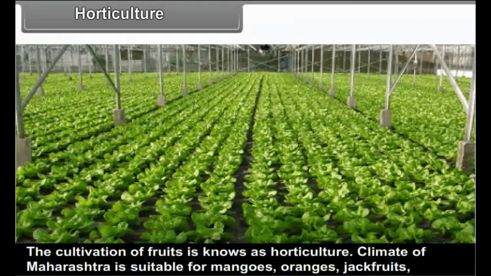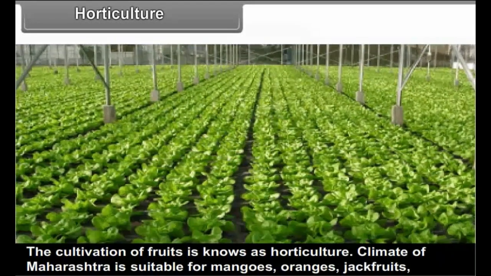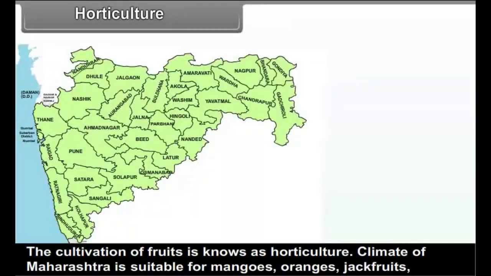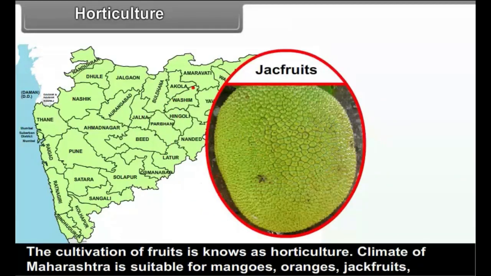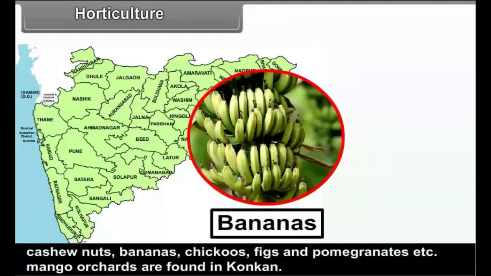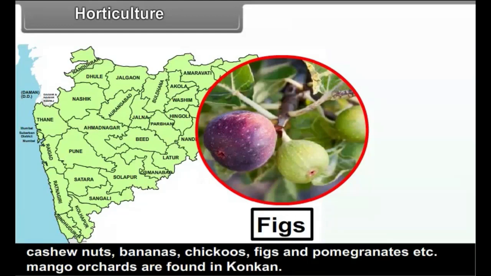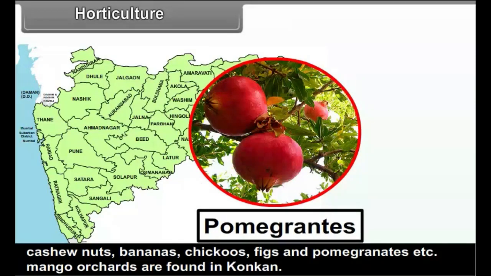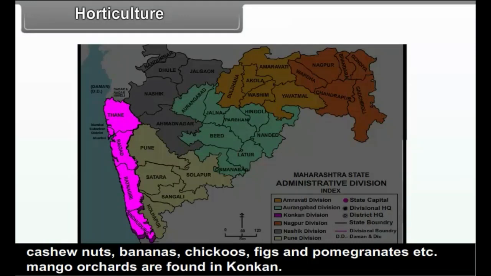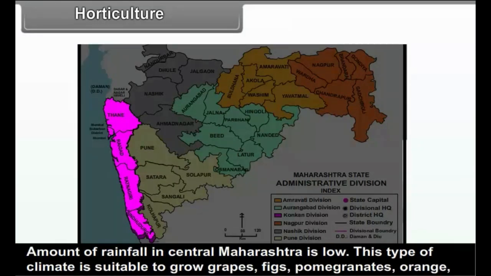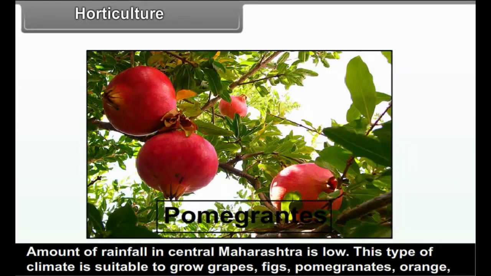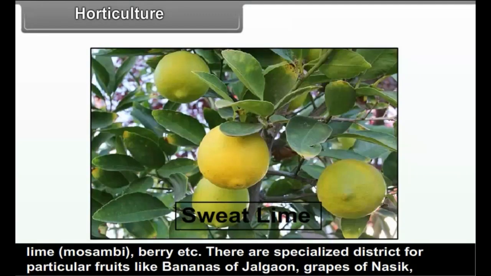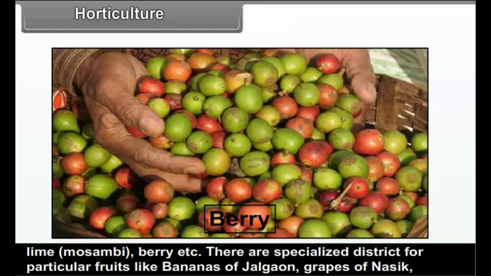Horticulture. The cultivation of fruits is known as horticulture. The climate of Maharashtra is suitable for mangoes, oranges, jackfruits, cashew nuts, bananas, chikus, figs and pomegranates, etc. Mango orchards are found in Konkan. The amount of rainfall in central Maharashtra is low. This type of climate is suitable to grow grapes, figs, pomegranates, orange, sweet lime that is mosambi, berry, etc.